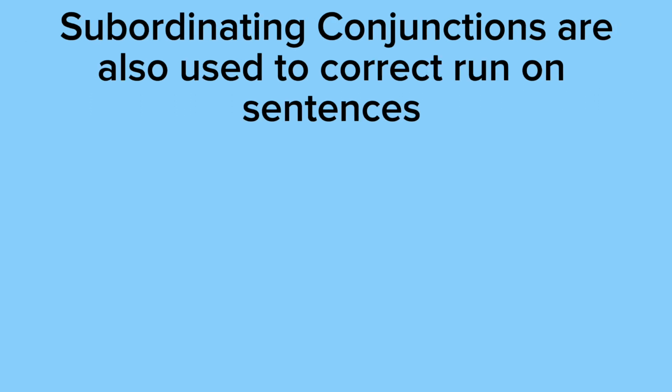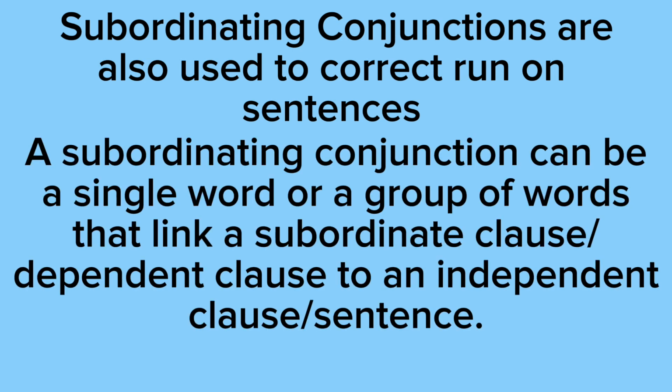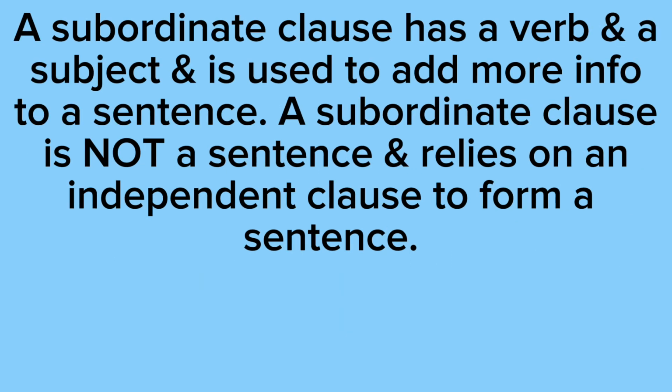Subordinating conjunctions are also used to correct run-on sentences. A subordinating conjunction can be a single word, or it can be a group of words that link a subordinate clause, or dependent clause, to an independent clause, or sentence. You're probably wondering what a subordinate clause is. A subordinate clause has a verb and a subject, and it's used to add more info to a sentence. A subordinate clause is not a sentence and relies on an independent clause to form a sentence.